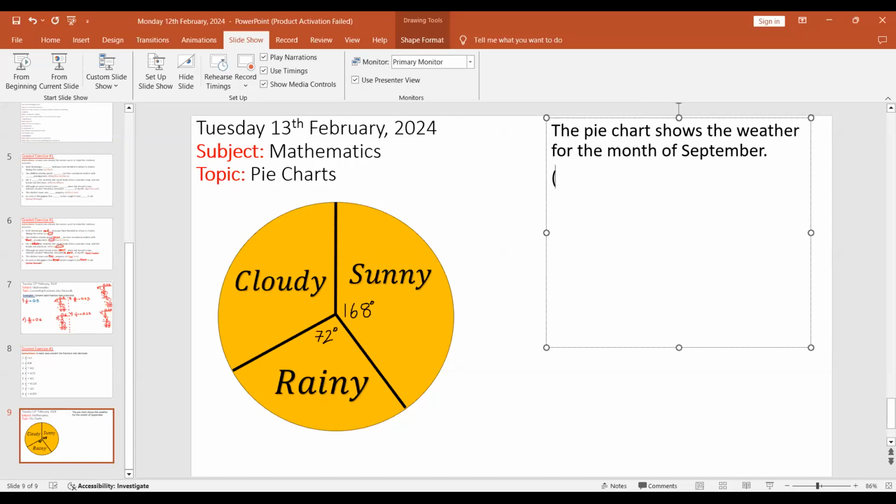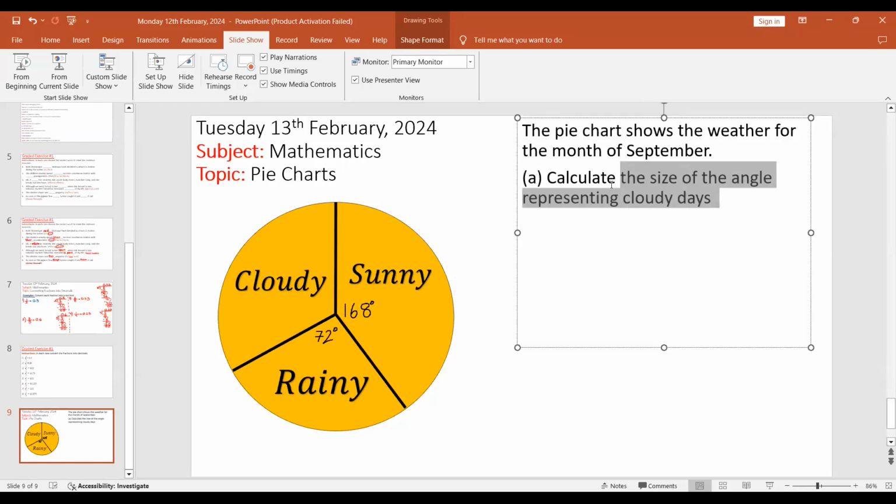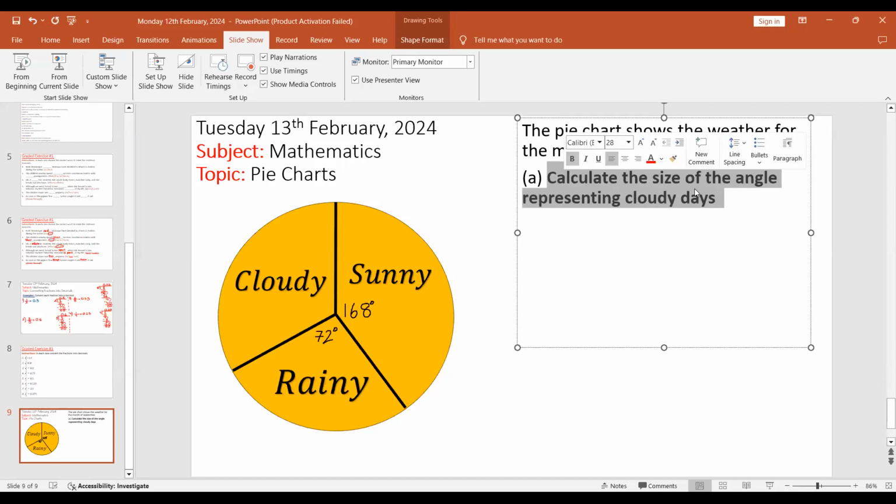Okay. So the first question says, calculate the size of the angle representing cloudy days. Calculate the size of the angle representing cloudy days. This one should be pretty easy. Anyone have any idea of how to do that? You want to figure out the size of the angle representing cloudy days.